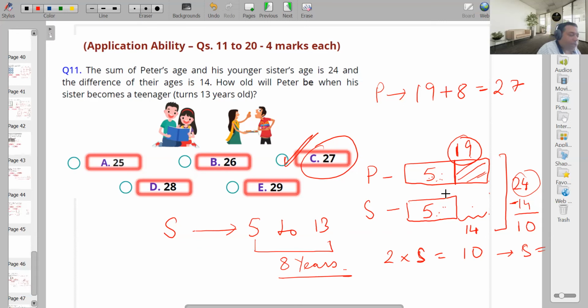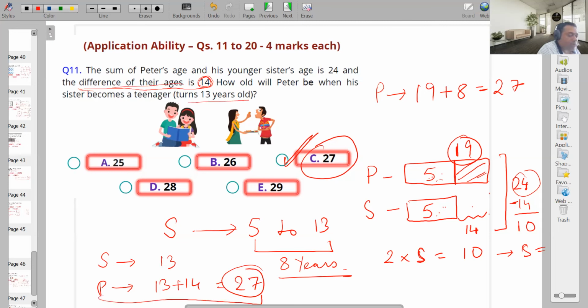I've done it in a very complicated way, but we can do it in a much easier way. The question is very easy here because it says that the difference of their age is 14. So Peter is always going to be 14 years older than his sister, because the difference of age will always remain. So how old will Peter be? If his sister turns 13, then Peter's age will obviously be 13 plus 14, which is 27. So if you are able to see this and connect with this, it is a much easier and simpler way to solve this with much fewer steps, right? Because if sister's age is 13, then it's going to be 27.